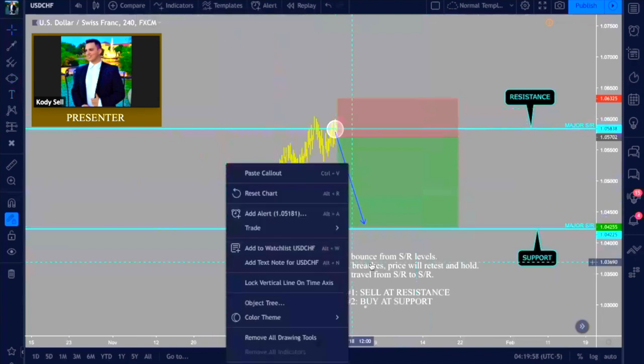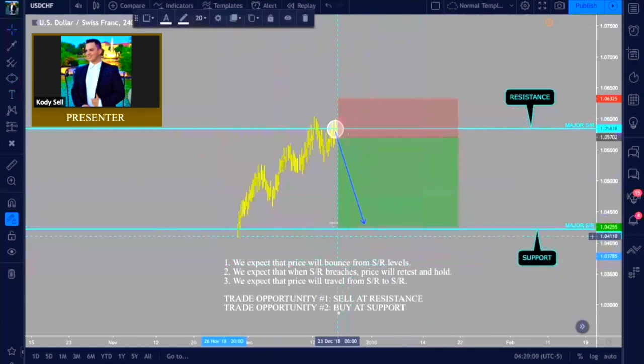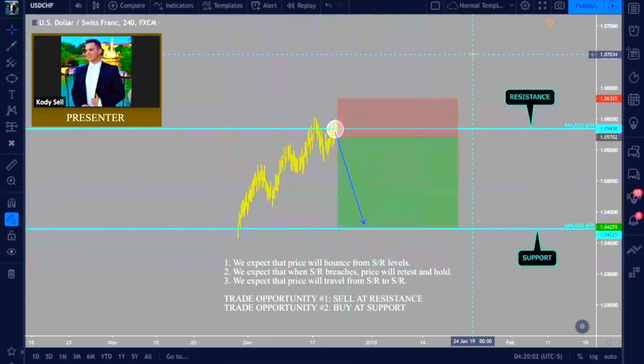It does not get any simpler than this. This is how you trade support and resistance. Very simple. Write this down. You buy at support. You sell at resistance. That's it. That is it.